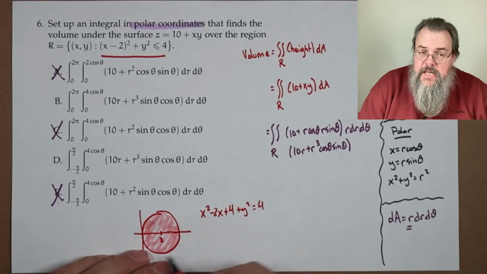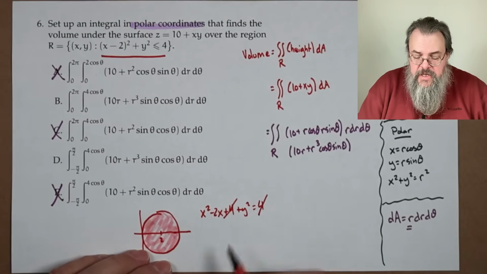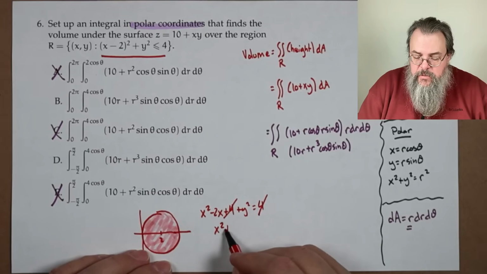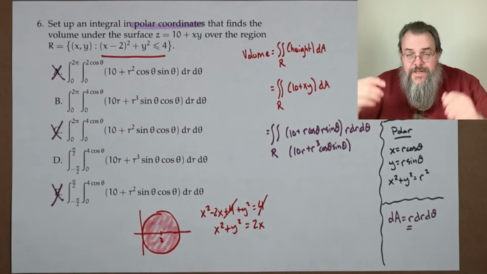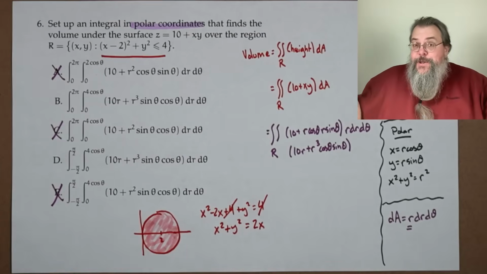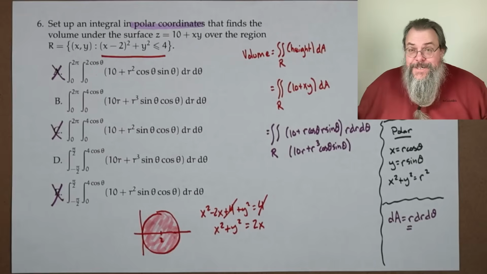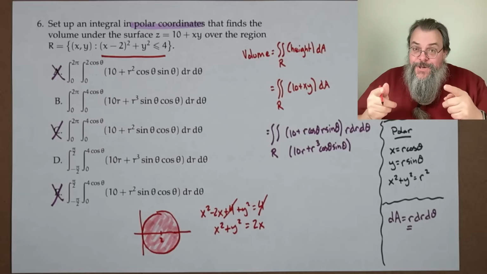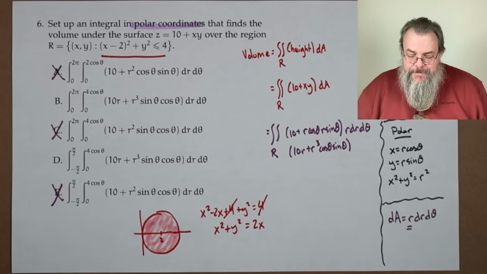So I'm just on the edge of the circle. The 4's cancel, and x squared plus y squared, those just naturally go together. Whenever you see x squared plus y squared, that's a signal: hey, have you thought about polar? Polar seems like a really good idea. You should think about polar.